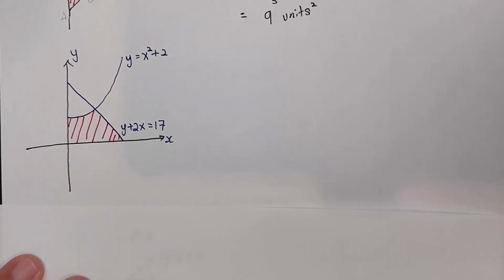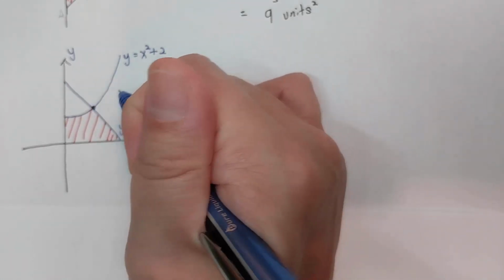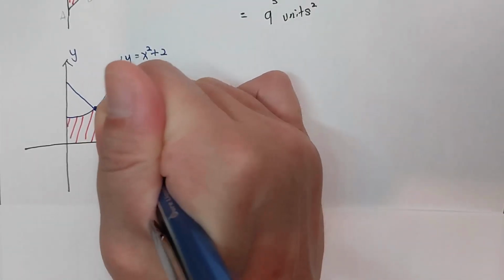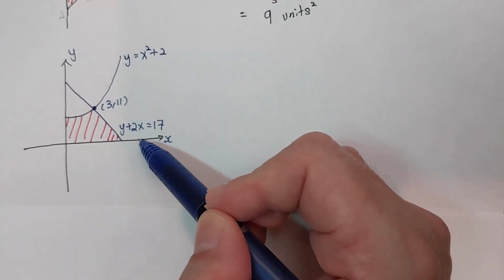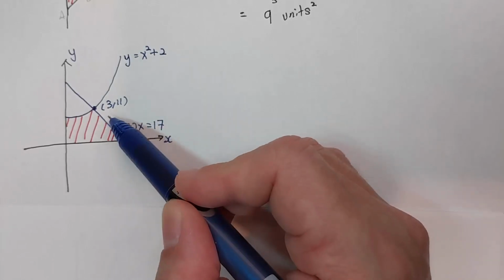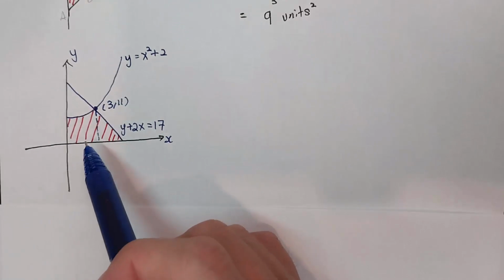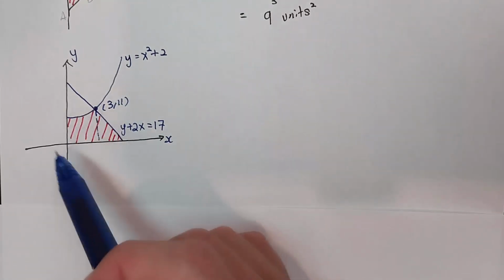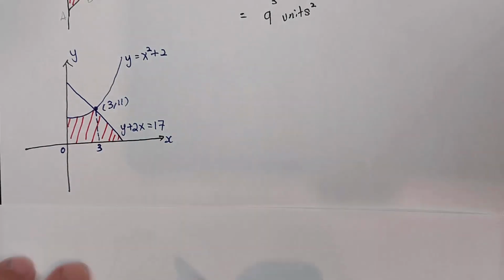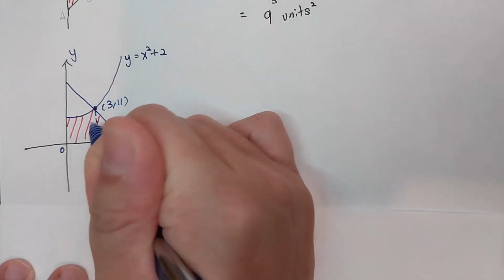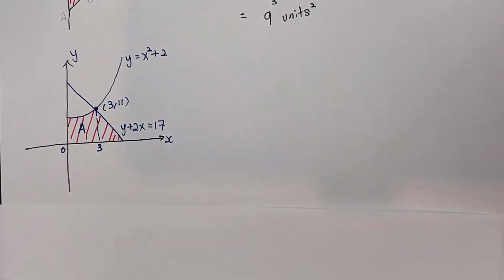Now let's look at a different example here. These intersection points using simultaneous equations will be 3, 11. If we solve y equals x squared plus 2 and y plus 2x equals 17 simultaneously, it will give us this intersection point. If we find the area bounded by the curve and the points from 0 to 3, it will give us this region A on the left of the dotted lines.